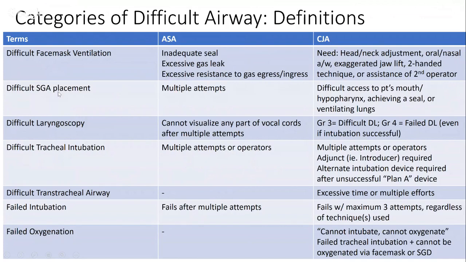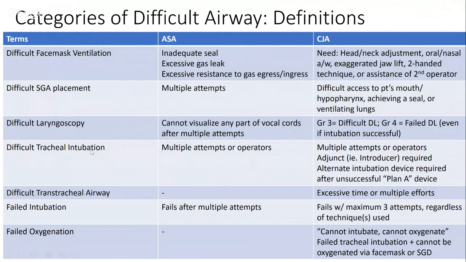ASA defines difficult SGA placement as multiple attempts, while CJA is more prescriptive and describes it as difficult access to the patient's mouth or hypopharynx, or difficulty in achieving a seal or ventilating the lung. ASA defines difficult laryngoscopy as being unable to visualize any part of the vocal cords after multiple attempts, while CJA specifically defines a grade 3 view as a difficult laryngoscopy and a grade 4 view as a failed direct laryngoscopy, even if the intubation were successful.